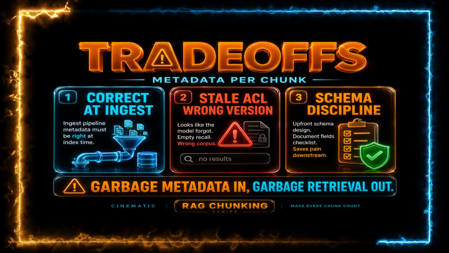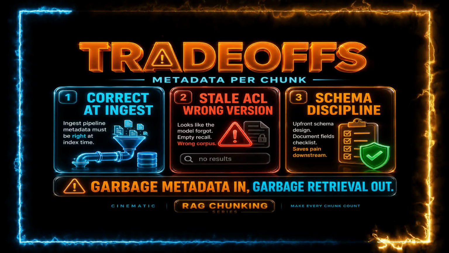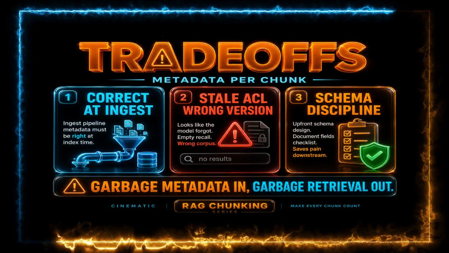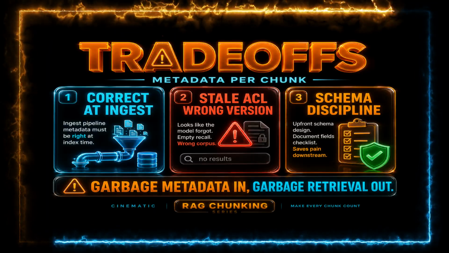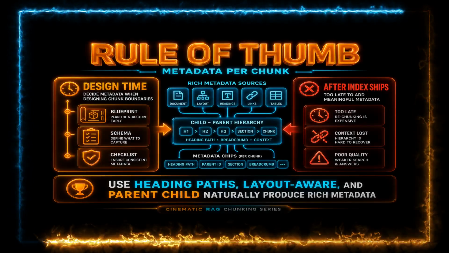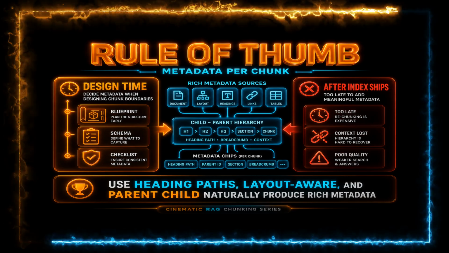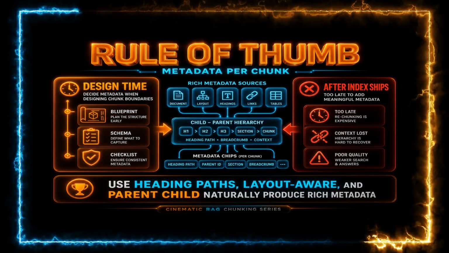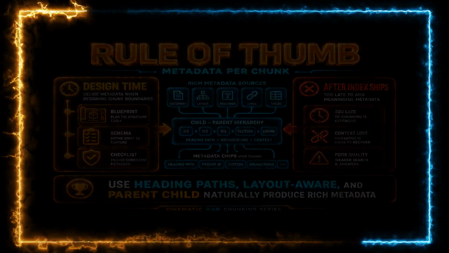Trade-offs. Metadata must be correct at ingest. Stale ACL or wrong version looks like the model forgot. Schema discipline up front saves pain downstream. Rule of thumb: decide metadata when you design chunk boundaries, not after the index ships. Child parent and layout-aware chunking naturally produce rich heading paths. Use them.